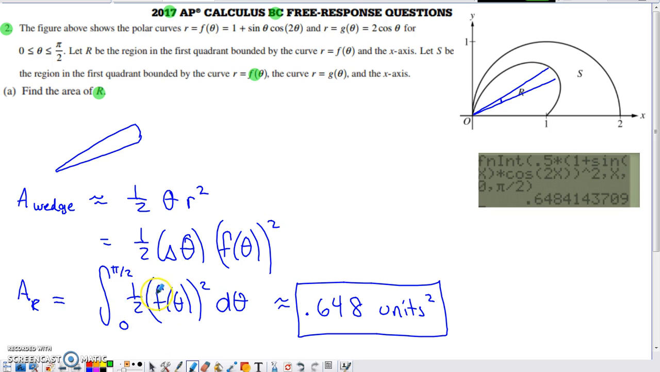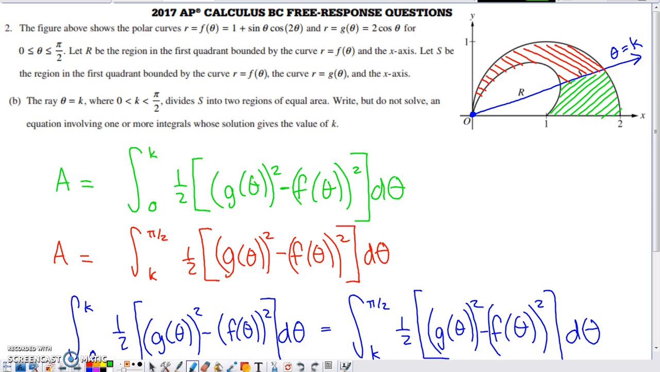So if we use the definite integral to do the rest of the work, this is going to be our integrand. The delta theta is going to transition to a d theta in its limiting form. The limits of integration to trace out this stretch of that curve have to be 0 and pi by 2. If you toss that into a calculator and you see my TI-83 input right here, what you end up with is 0.648 square units for the area of region R.